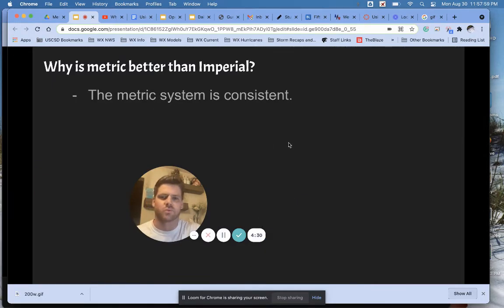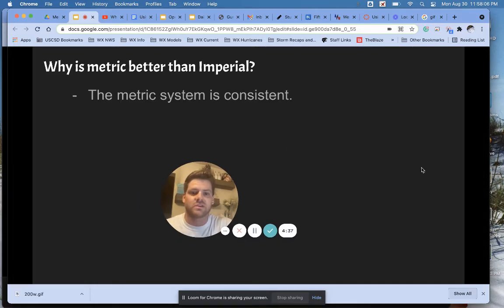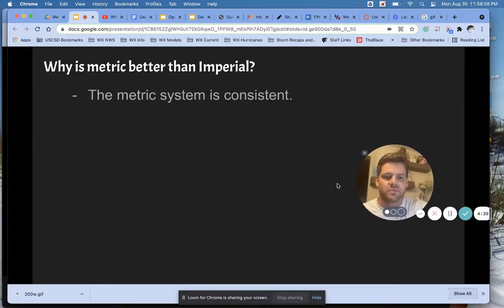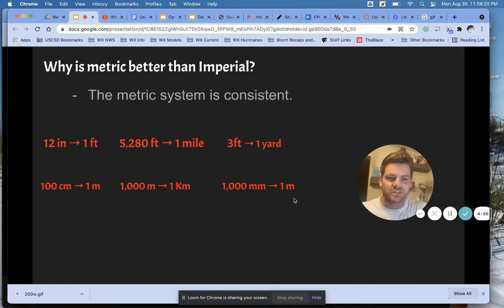All right, now why is metric way better than the imperial, which is the United States' form of measurement? And it's because the metric system is consistent. I got some measurements for you to just display how random these numbers are. 12 inches equals 1 foot. 5,280 feet equals a mile. Who remembers that? 3 feet equals 1 yard. These are so totally random. The metric system looks like this. 100 centimeters equals a meter. 1,000 meters equals a kilometer.